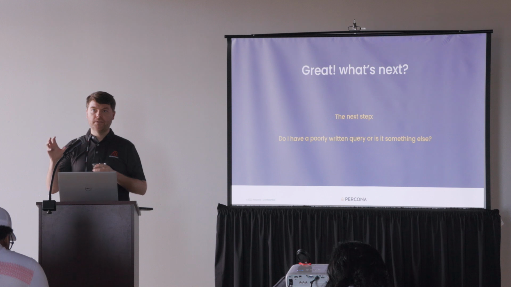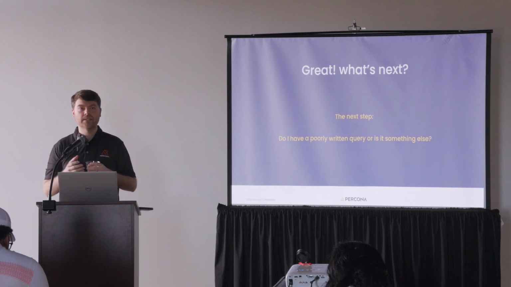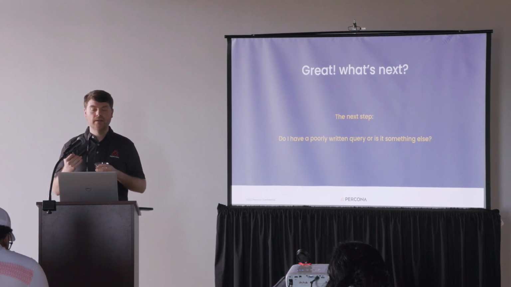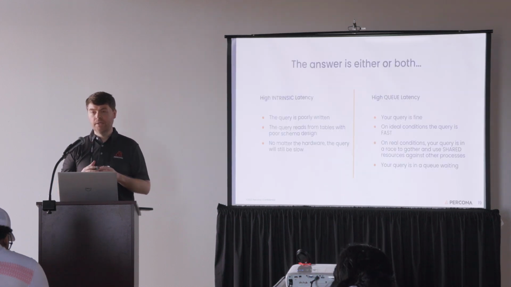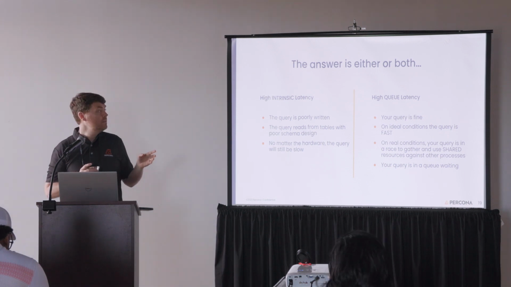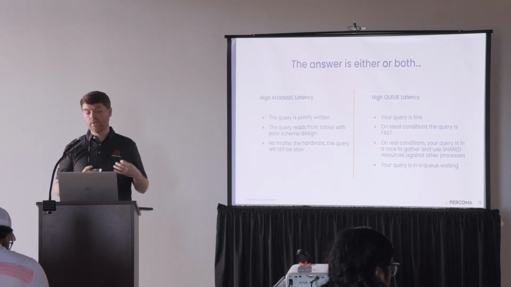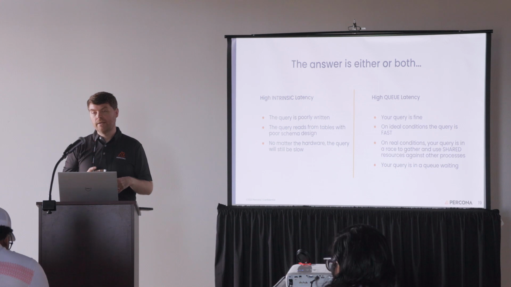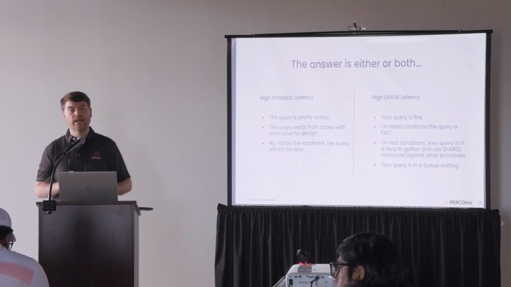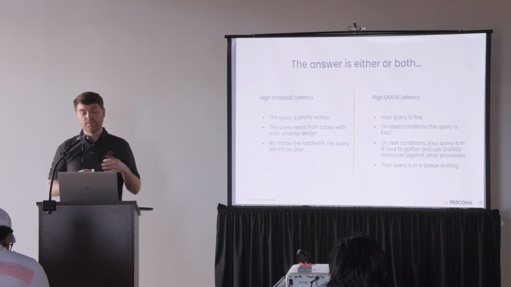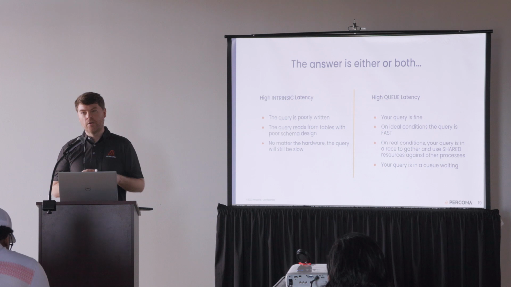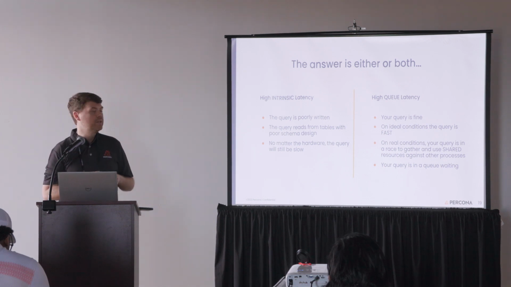Then you have to determine whether the cause of that slowness, once you've determined you have an outlier, is due to a poorly written query or is it due to something else? It could be both of these things or it could be one or the other. High intrinsic latency applies to the actual query itself. So either it's poorly written, it's using tables that are poorly designed, or poor schema design as well. And no matter the amount of hardware, it'll still be slow.